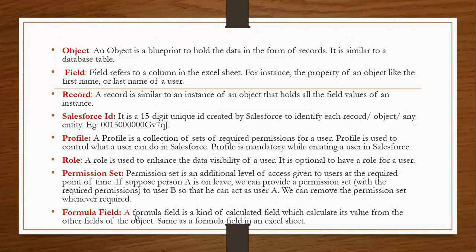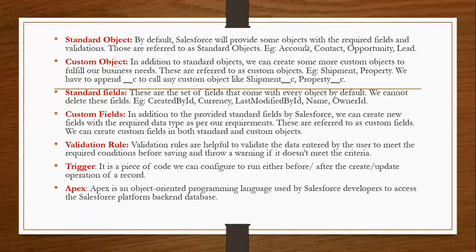Next, formula. Formula field is a kind of calculated field which calculates a value from the other fields of the object, the same as a formula field in an Excel sheet. Next, standard object. By default, Salesforce will provide us some objects with the required fields and validations. Those are referred to as standard objects: account, contact, opportunity, leads.